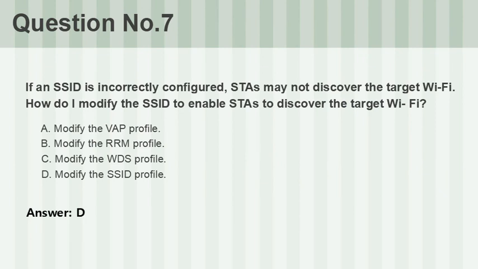Question number 7. If an SSID is incorrectly configured, STAs may not discover the target Wi-Fi. How do I modify the SSID to enable STAs to discover the target Wi-Fi? A. Modify the VAP profile. B. Modify the RRM profile. C. Modify the WDS profile. D. Modify the SSID profile. Answer: D.